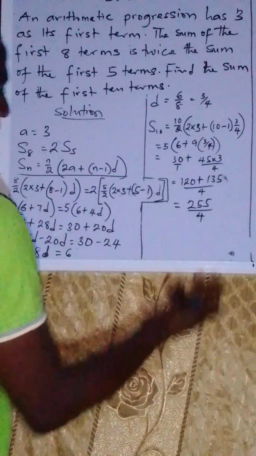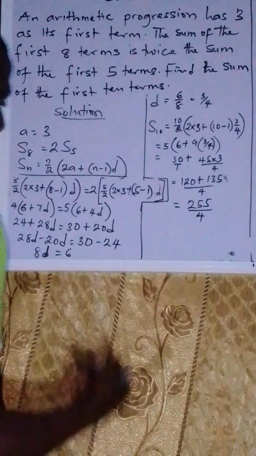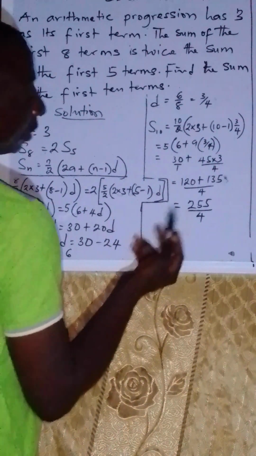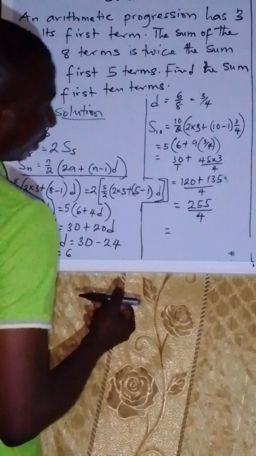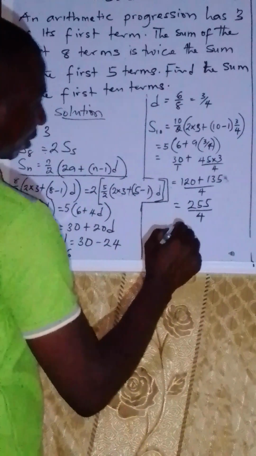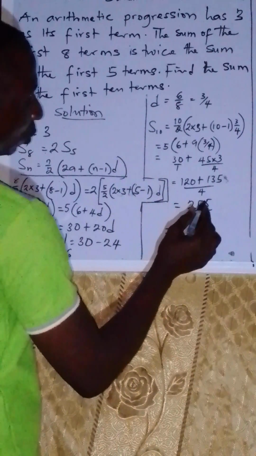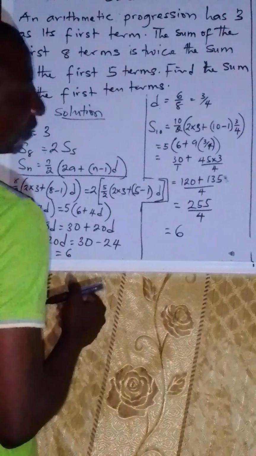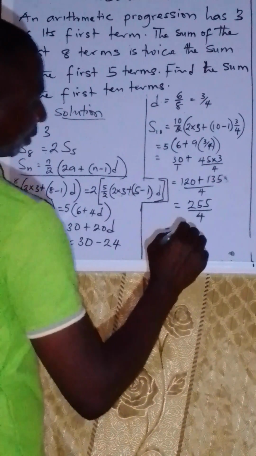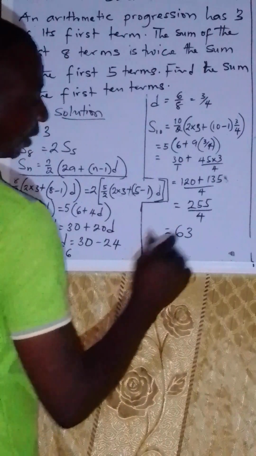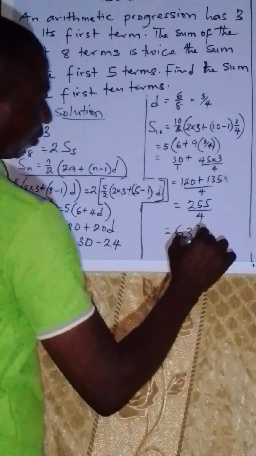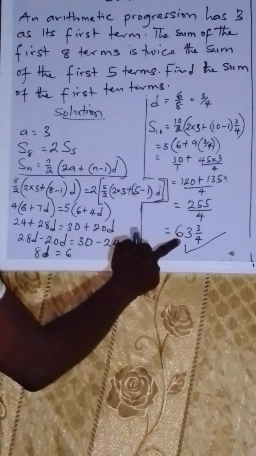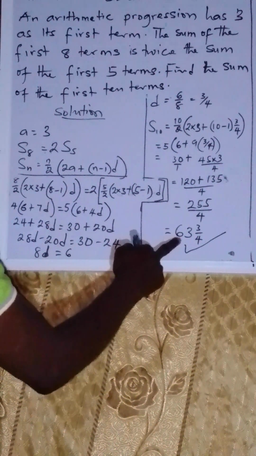Now this is our answer, but we can simplify it further. We can express it as a mixed fraction. 4 goes in 25 six times, and it remains 1. You put down 1 in front of this 5. Now 4 goes in 15 three times, remainder 3, so 63 and 3 over 4. So this is the sum of the first 10 terms of the arithmetic progression, and this is our answer.